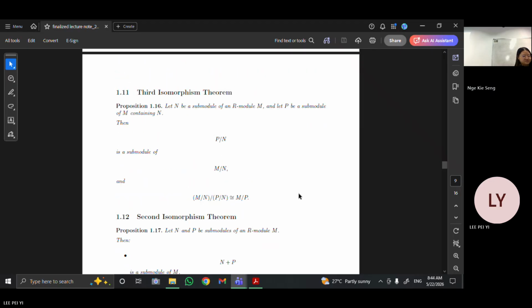The end result. Yeah, the same as well. Between these two, P mod N and M mod N. What do you mean by the same?